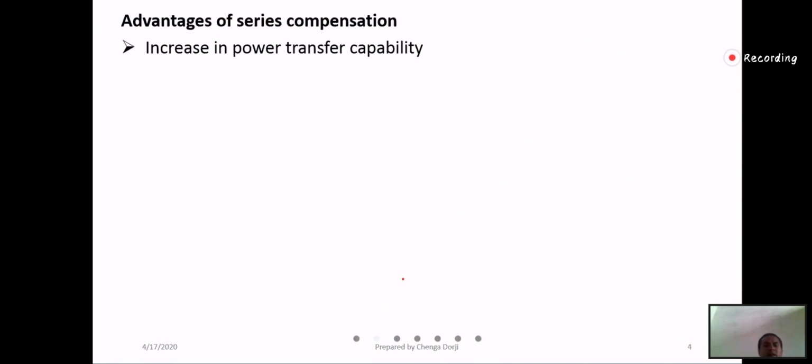Then the advantages of series compensation. The first and foremost advantage is that it increases the power transfer capability. Another is that it improves the voltage stability. So we have these two things.